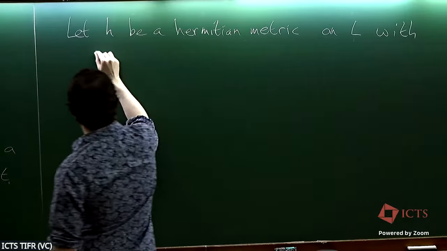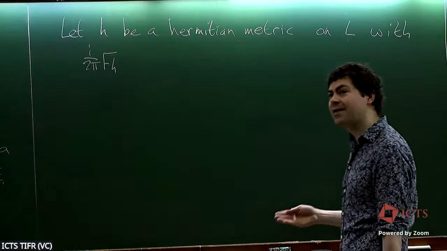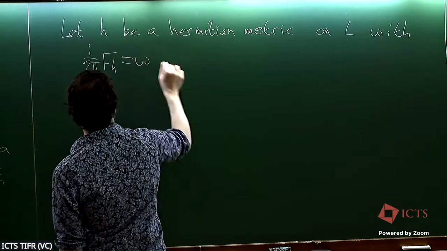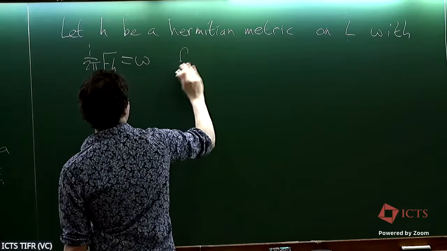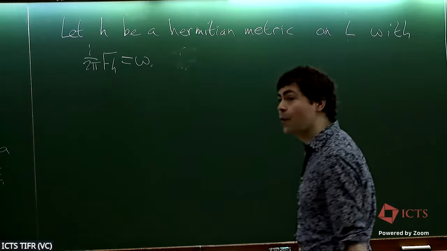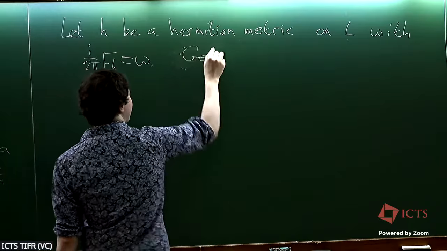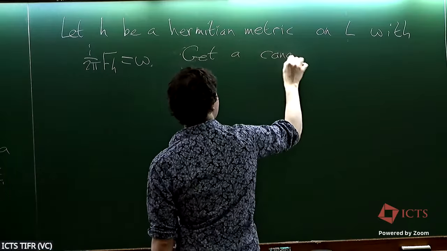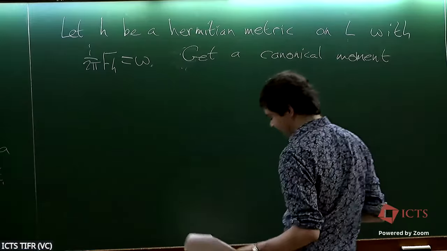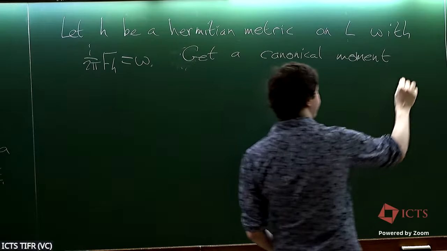So the curvature of such a thing, this is a two-form with values in End L, but End L is just smooth functions. So I can ask that this is equal to omega, for omega Kähler. So omega is the Kähler metric we chose before. It's a relatively straightforward exercise in Kähler geometry that such a metric always exists. The point then is that we get a canonical moment map. In particular, such moment maps always exist in the setting that we're considering by the following formula.